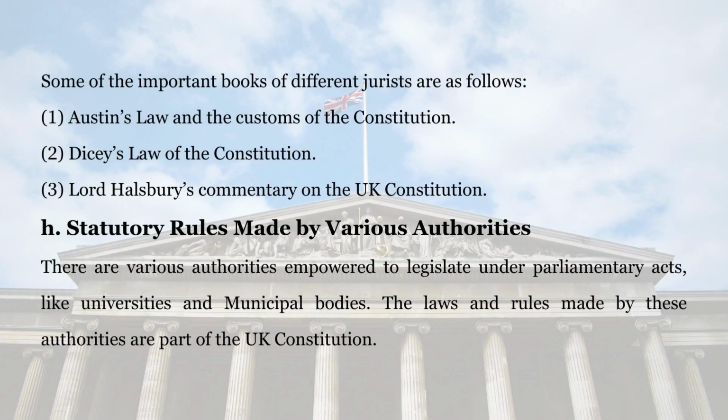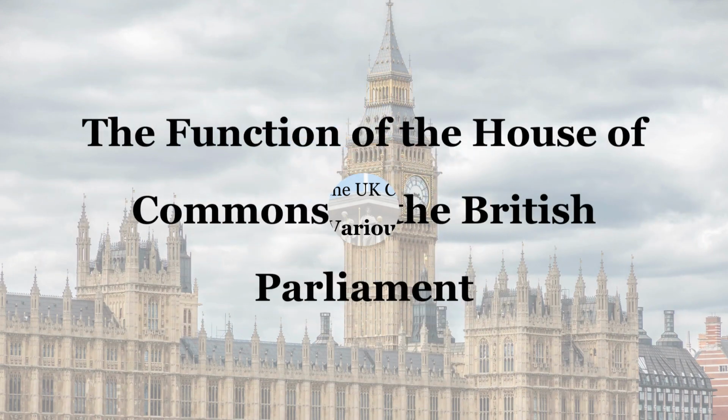Some of the important books of different jurists are as follows. 1. Austin's Law and the Customs of the Constitution. 2. Dicey's Law of the Constitution. 3. Lord Halsbury's Commentary on the UK Constitution. H. Statutory rules made by various authorities. There are various authorities empowered to legislate under parliamentary acts, like universities and municipal bodies. The laws and rules made by these authorities are part of the UK Constitution.